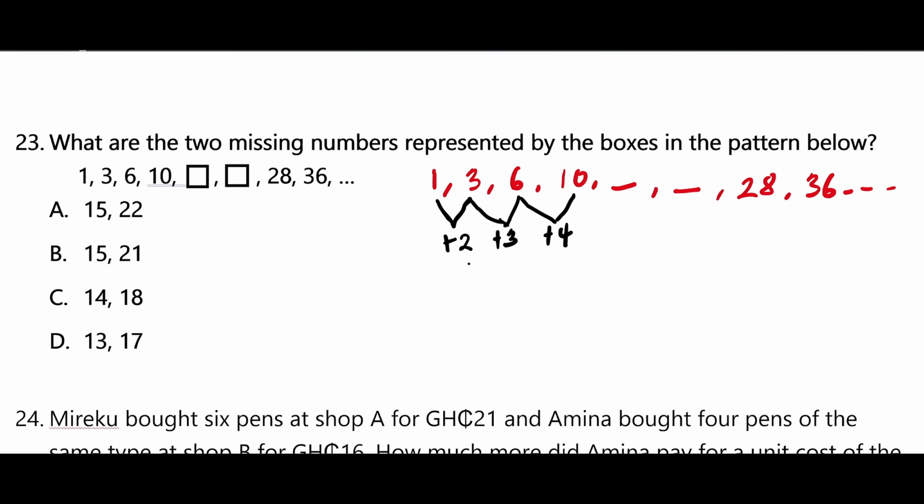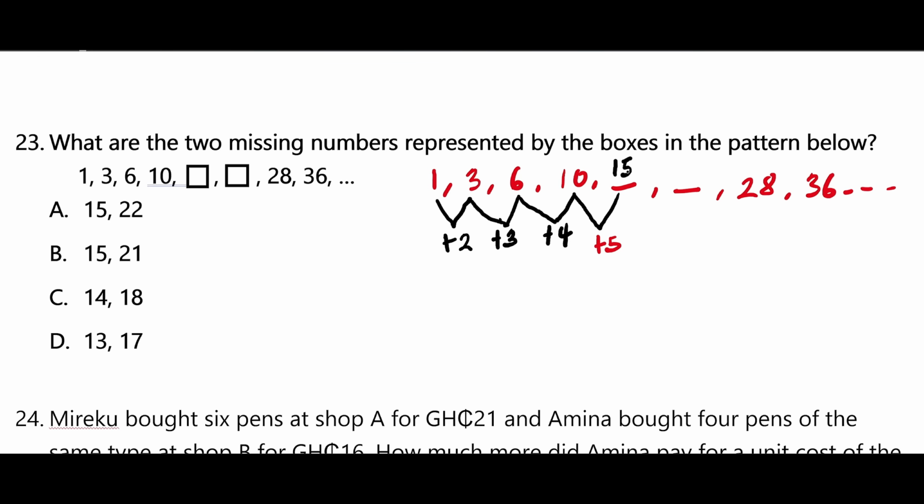So see the pattern. From 1 to 3, they added 2. From 3 to 6, they added 3. From 6 to 10, they added 4. So obviously from 10 to the missing number, there should be an addition of 5. And we know that 10 plus 5, that is 15.